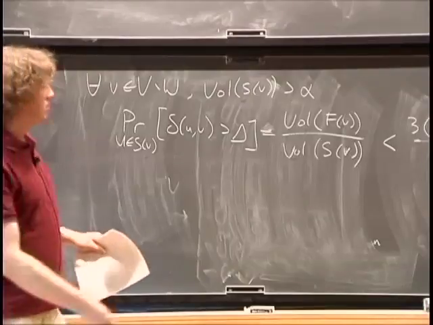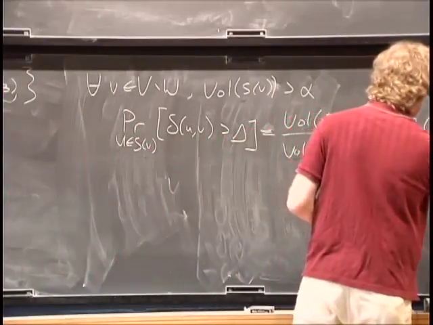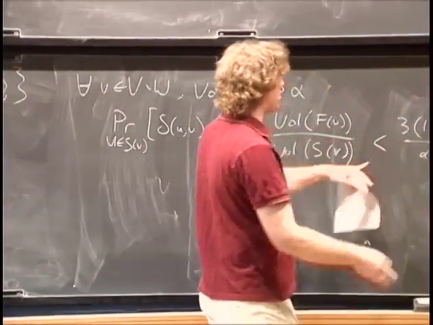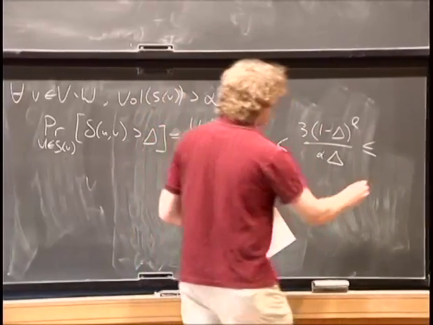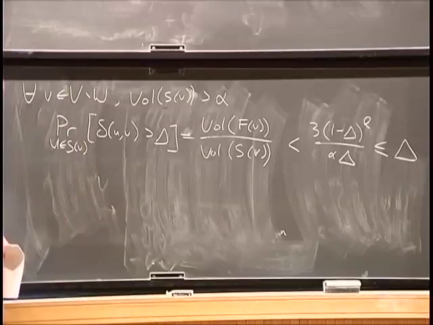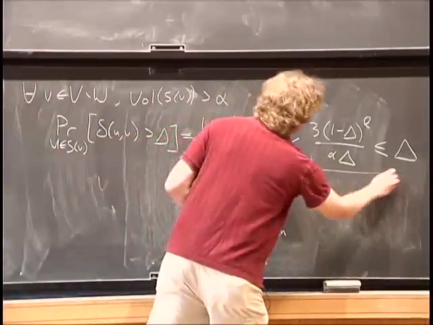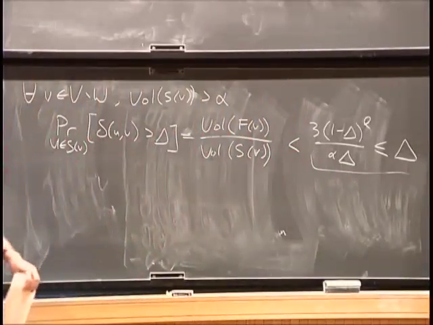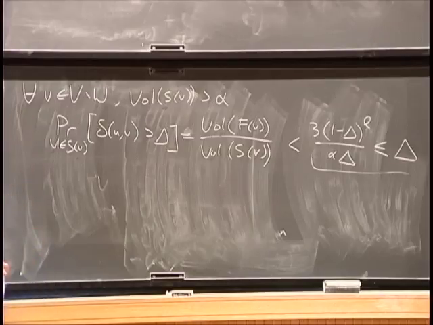Now, we choose delta and L in such a way that this is at most delta. And you could think of this as one of our equations that we're solving when we actually solve to optimize the parameters. But for now, I'll just claim that that's what we get.